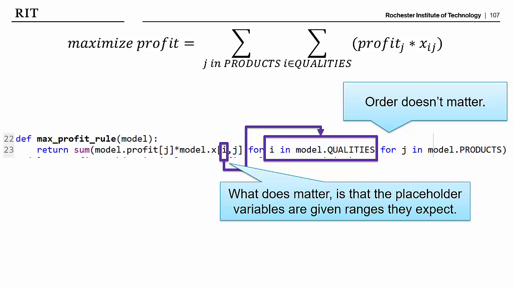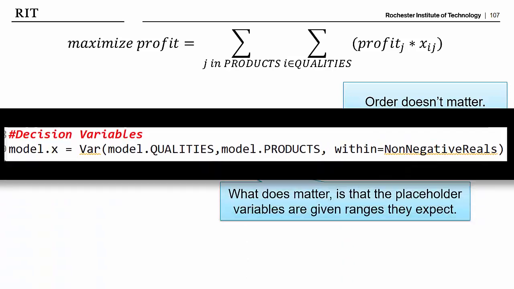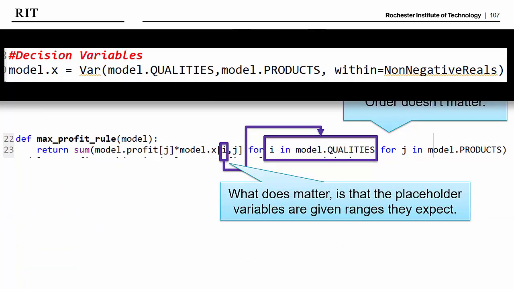And how do we know that that's what it's expecting? If we bring back our decision variables, so here they are, this is where we defined our decision variables. The very first subscript we gave it was for model.qualities. So since i is the placeholder in the first subscript, we know that it has to go with something in the qualities set.